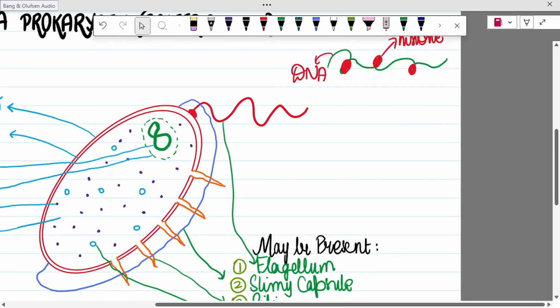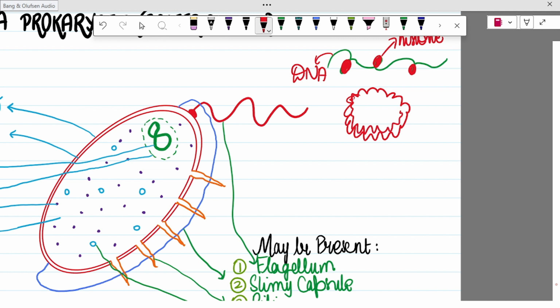Whereas in your prokaryotic cell, जो आपको bacterial cell है, आपके पास इस तरह करके circular DNA होता है, double stranded circular DNA. And इसमें आपको histone proteins नजर नहीं आते. So your DNA is basically naked and it is not bound by histone protein.